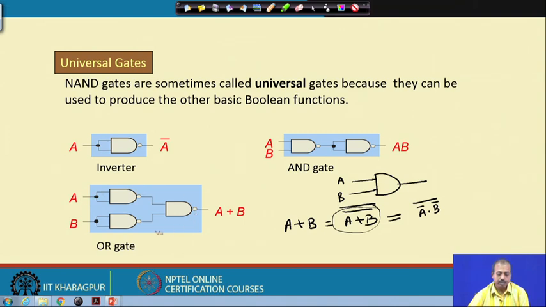So, that way this whole circuit gives us A plus B, using only NAND gates. Of course, the number of NAND gates needed is more, but that is not a problem. Assuming that I have an infinite supply of NAND gates, I can realize any function by means of these NAND gates only. So, I do not need any other gate for realizing the functions.